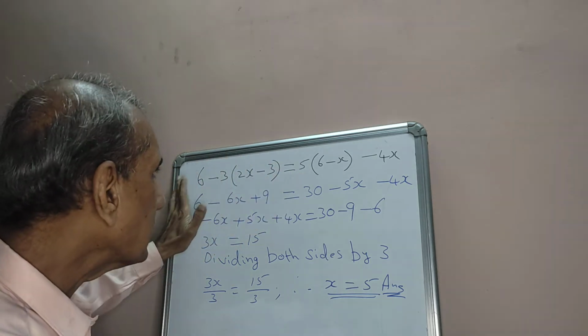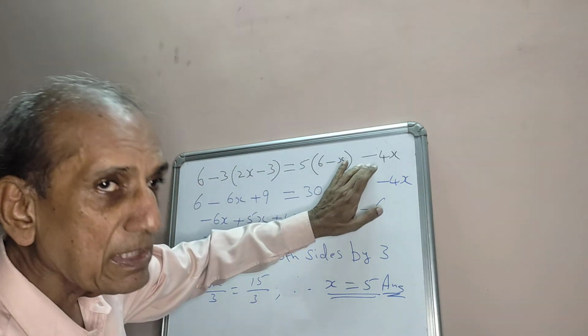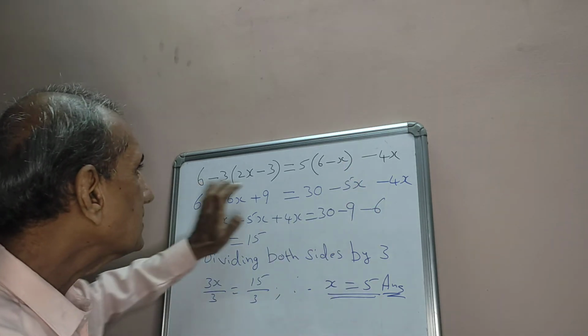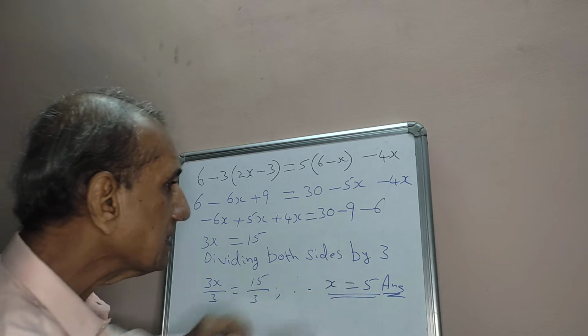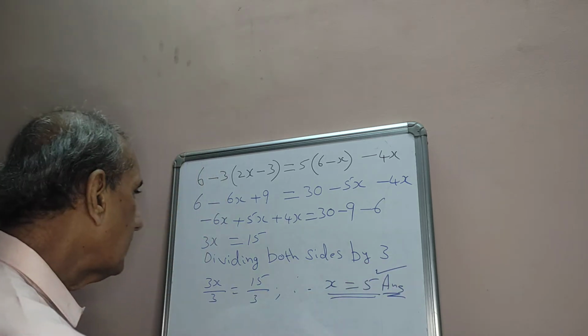So the left hand side of the equation, that is the LHS, is equal to the right hand side of the equation, RHS. So that means the value of x is equal to 5 satisfies the original equation. Hence my answer is correct. Okay. Next.